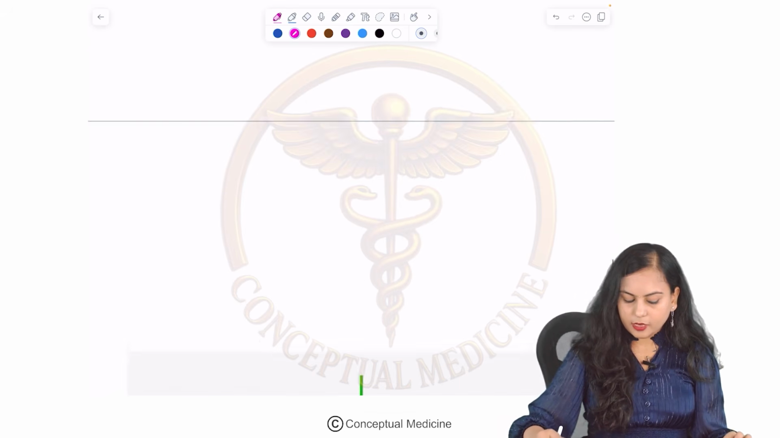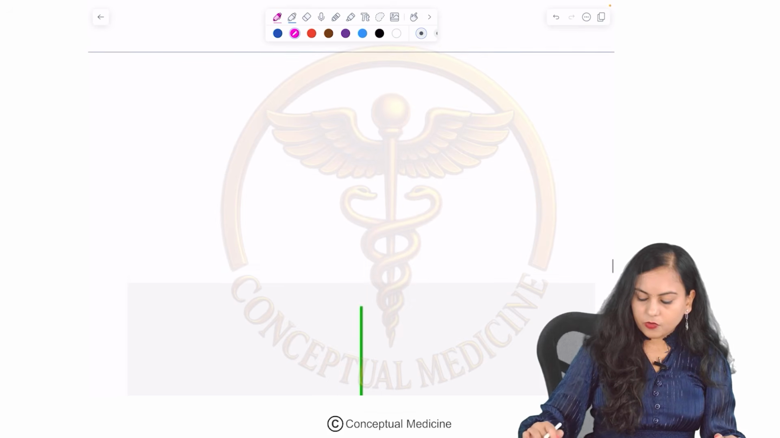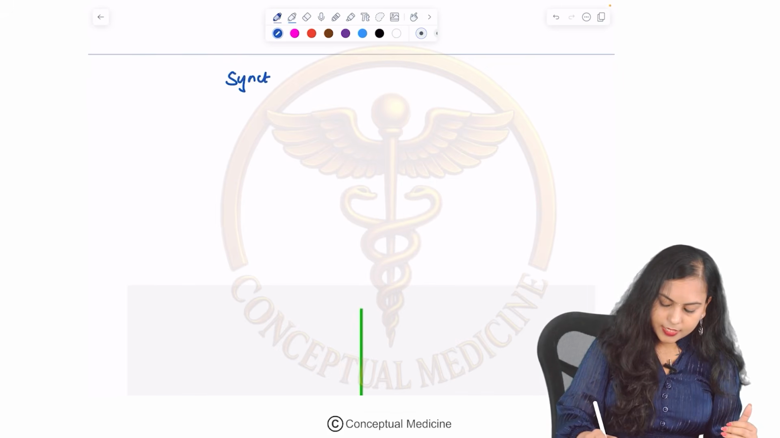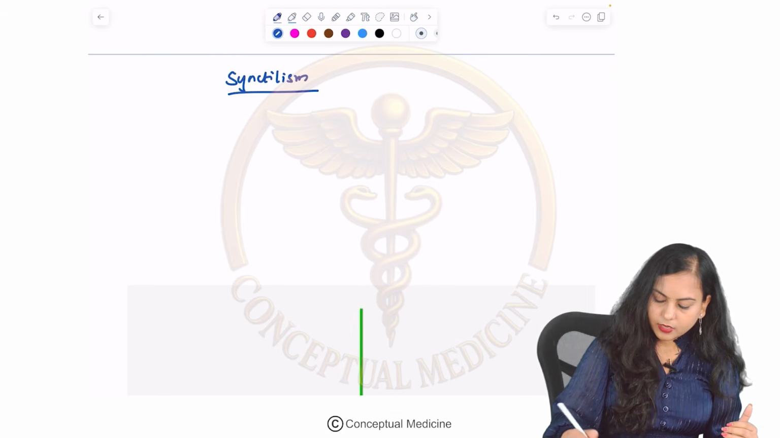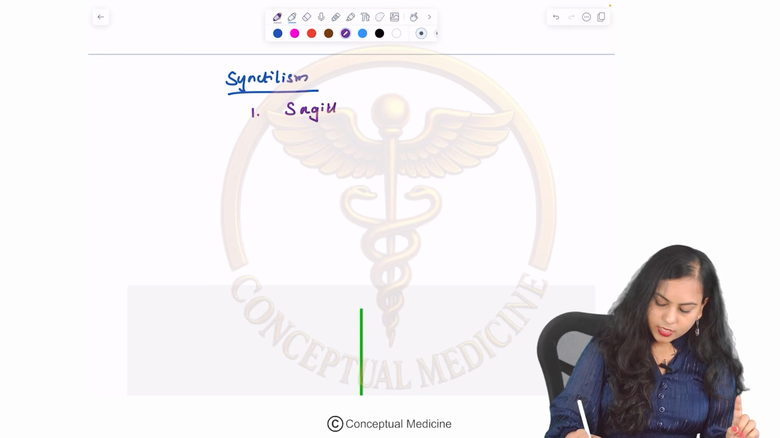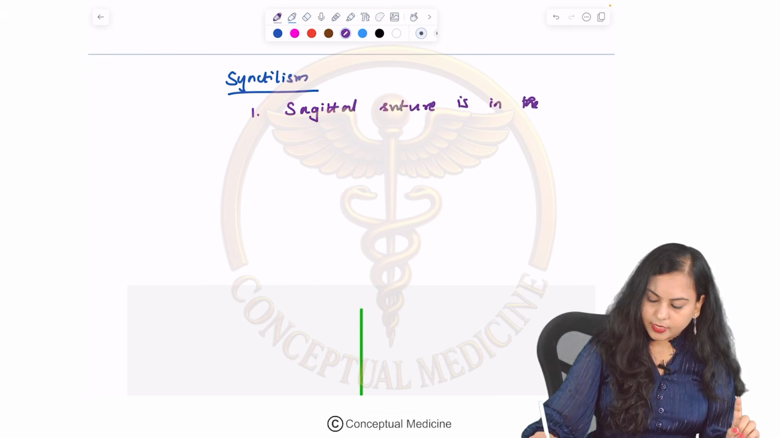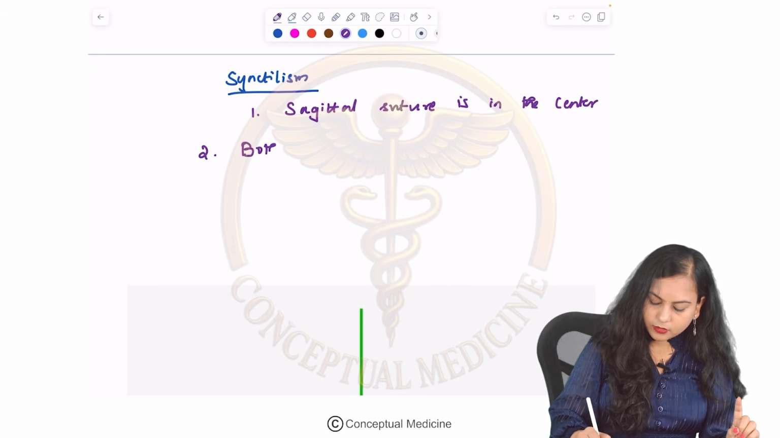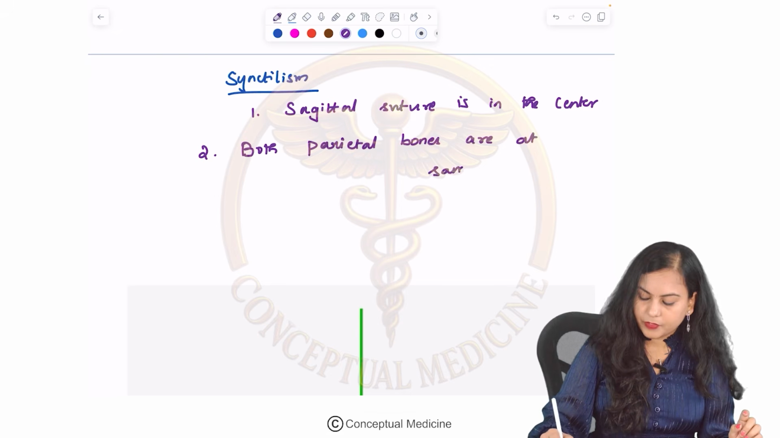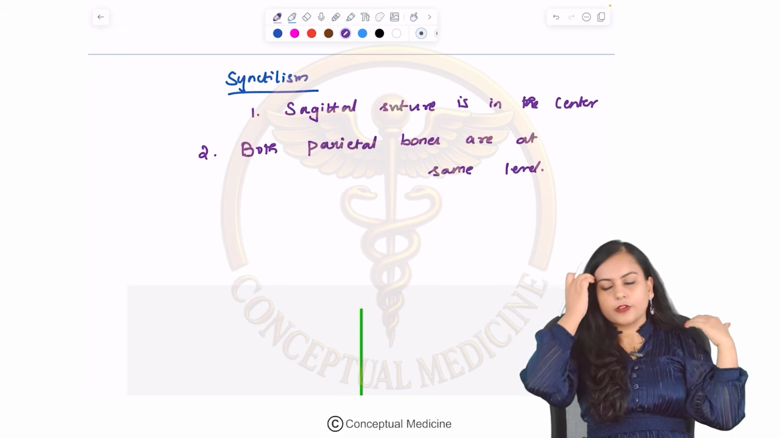So, I will make it a clear picture for you. Yes. So, first let me tell you what is synclitism. Synclitism means 2 points we have. First one, sagittal suture is in the center. Second point is both parietal bones are at the same level, right? Yes. So, these 2 points have to be kept in mind.